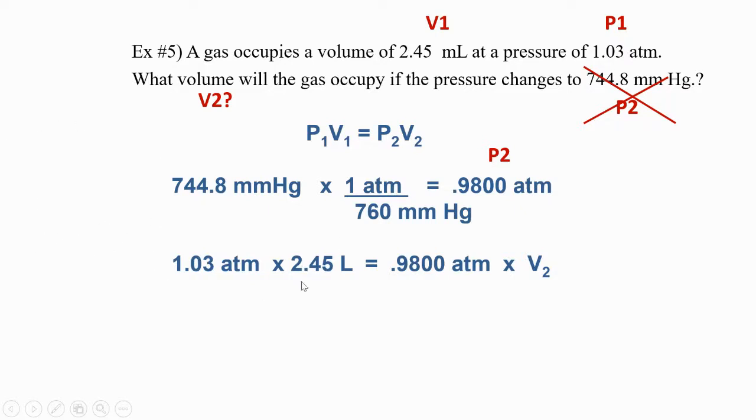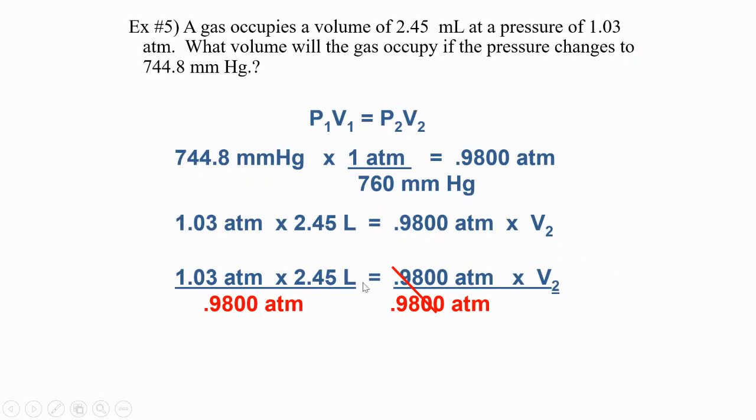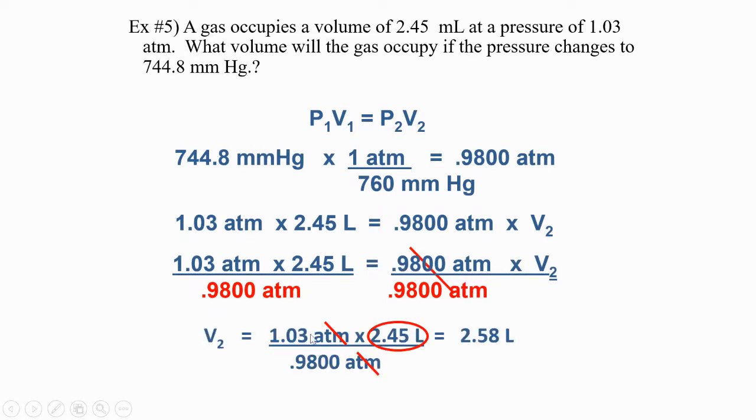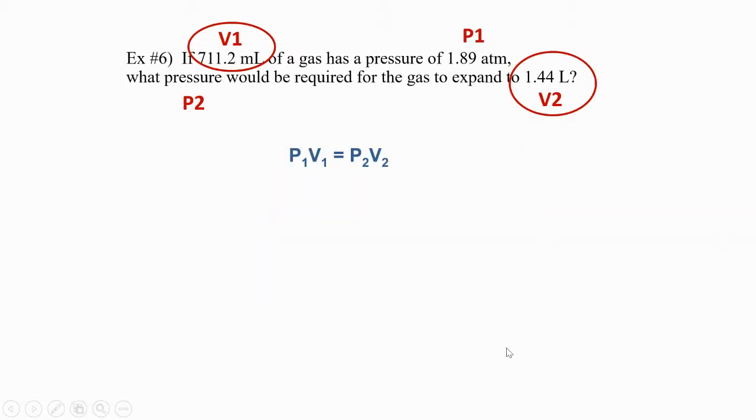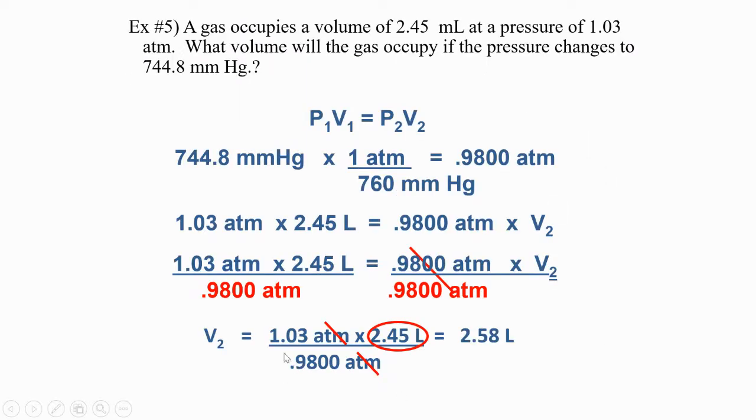So P1, V1, P2, V2 I don't know. Solve the equation for V2. Divide both sides by 0.9800. It cancels out. Now V2 equals this. You must show me what V2 equals, and if you're going to write down 2.58 liters as your answer, make sure that you plug this into your calculator and it actually gives you 2.58 liters.